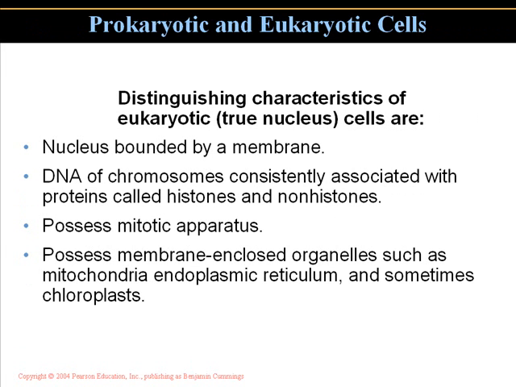Distinguishing characteristics of eukaryotic, or true nucleus, cells: the nucleus is bound by a membrane. DNA and chromosomes are consistently associated with proteins called histones and non-histones. It possesses a mitotic apparatus. It possesses membrane-enclosed organelles such as mitochondria, endoplasmic reticulum, and sometimes chloroplasts. As you can see, eukaryotic, or true nucleus, cells are much more similar to what we have studied previously for the human cells.